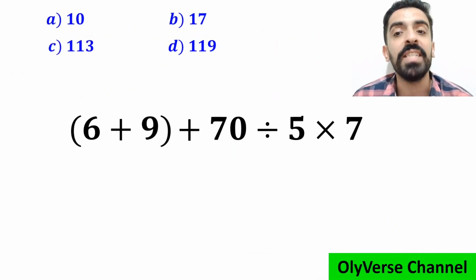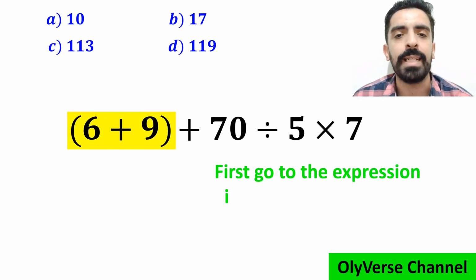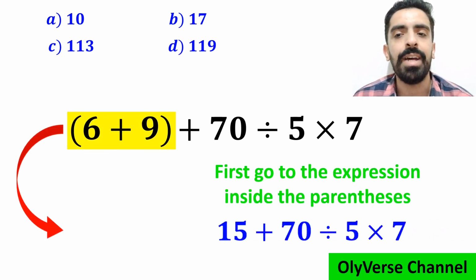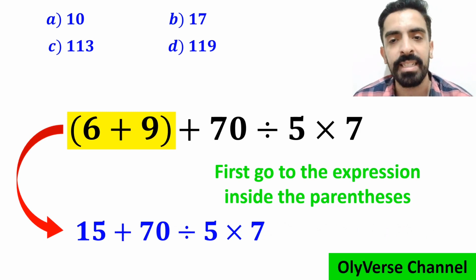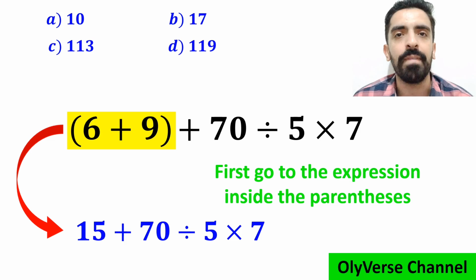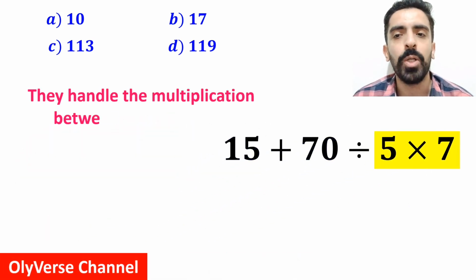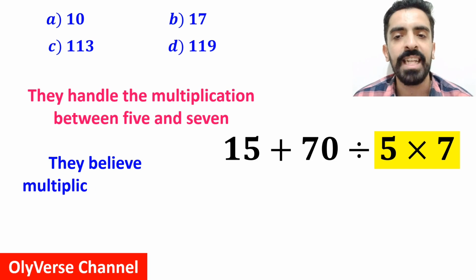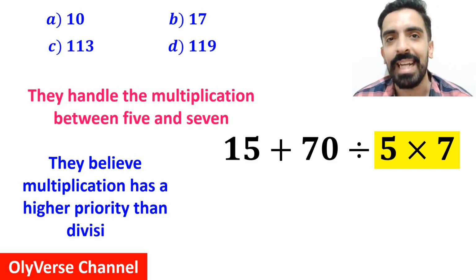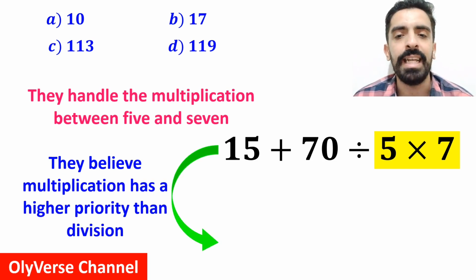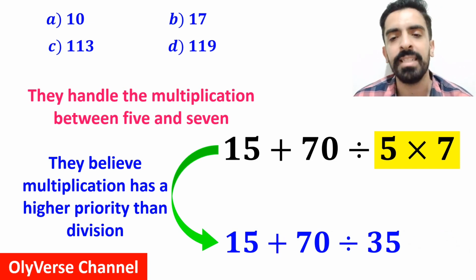Also, some other people when solving this question first go to the expression inside the parentheses and write this expression as 15 plus 70 divided by 5 multiplied by 7. In the next step, first they handle the multiplication between 5 and 7 because they believe multiplication has a higher priority than division. So, they rewrite this expression as 15 plus 70 divided by 35.